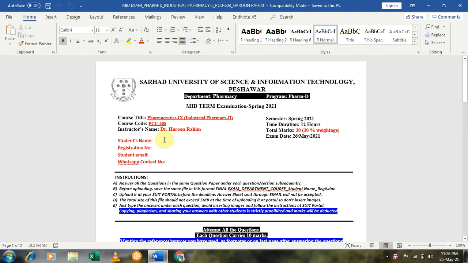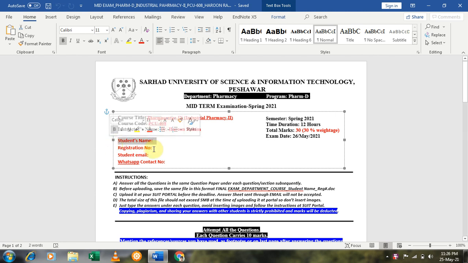and before attempting the paper, first of all you should write your correct name and full registration number, your email address, as well as your WhatsApp contact number, and remember to write prior to attempting any question that is highlighted here and colored red.